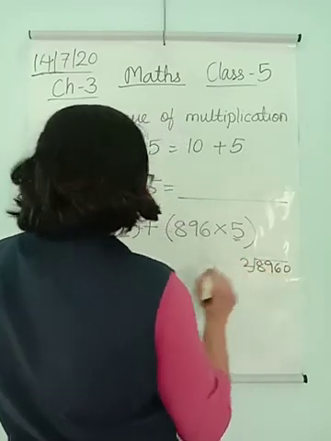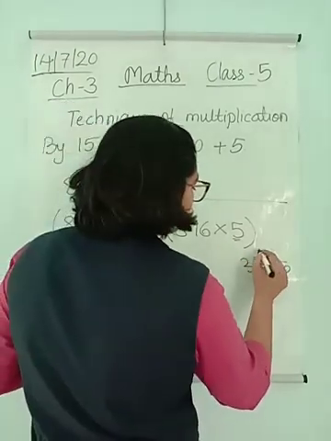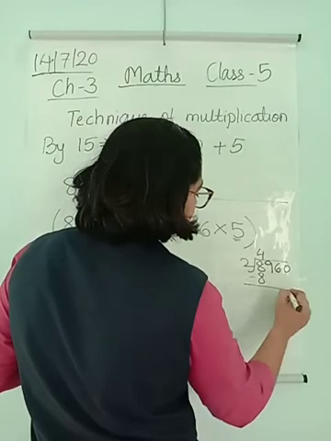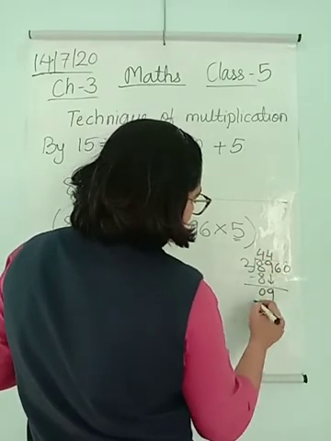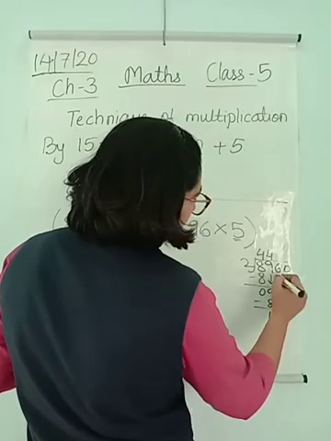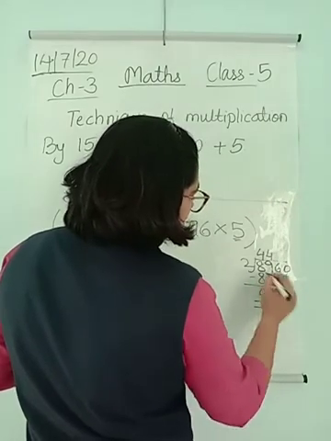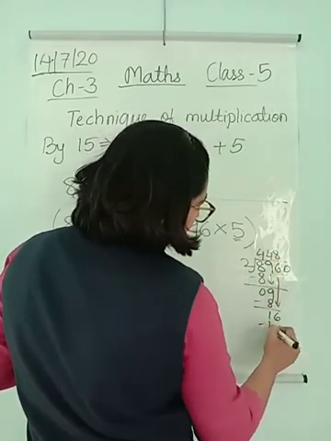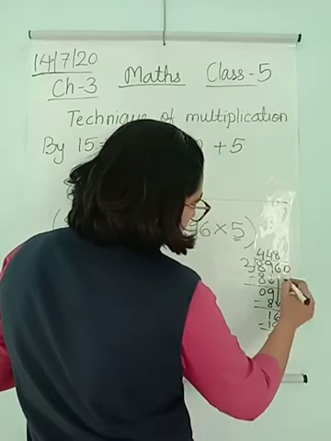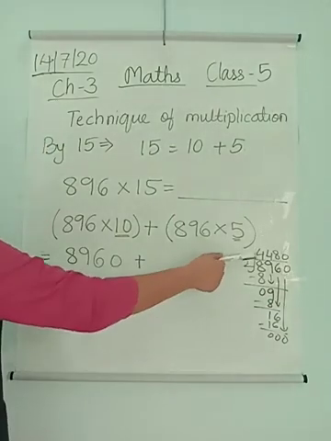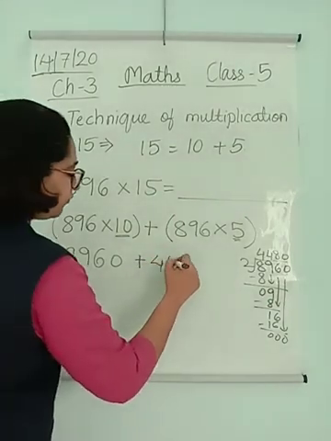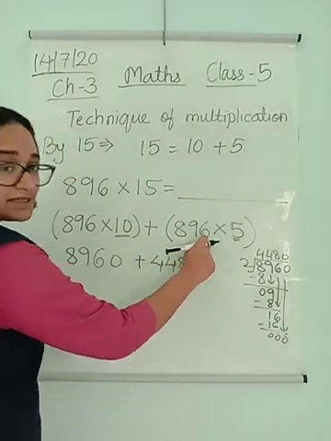8960 by 2. Okay, so 2 4s are 8, 0, 9 comes down. 2 4s are 8 again, 1 comes down, 6. 2 8s are 16, 0 comes down, 0 comes here. So 4480, 4480 ये इसका आंसर होगा.